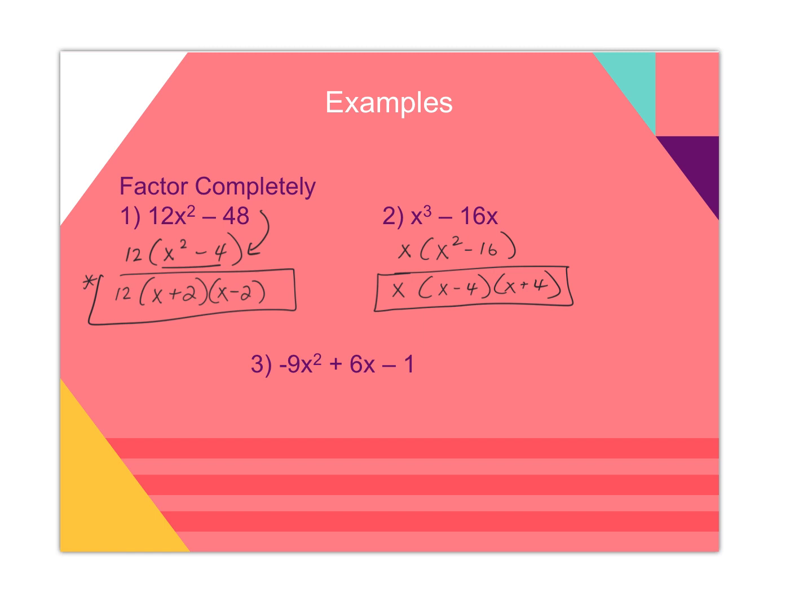Now with number 3, again, we come into this problem and we ask ourselves, is there a GCF that we can take out of everything? And I don't see one. Then we say, okay, it's a trinomial. Is it a perfect square trinomial? Potentially, but something that's throwing me off, and it might be throwing you off, is this negative 9 at the beginning.